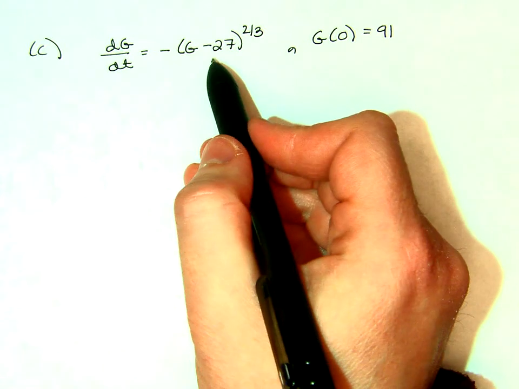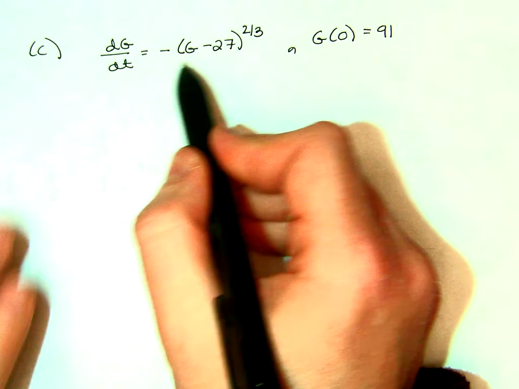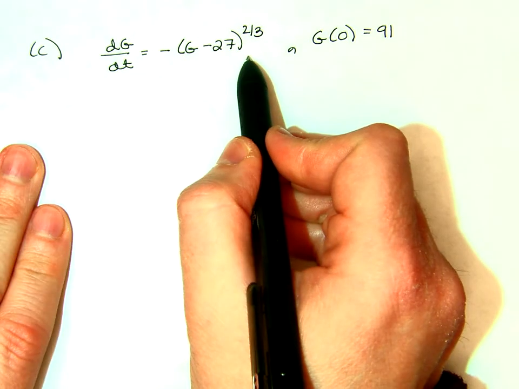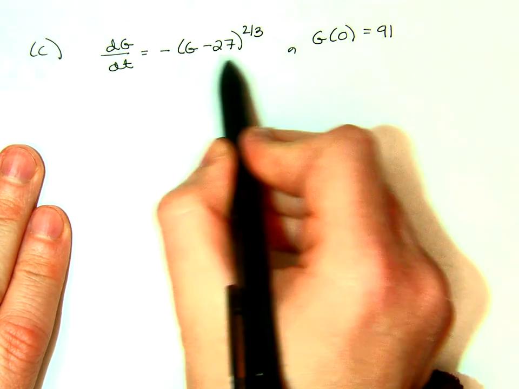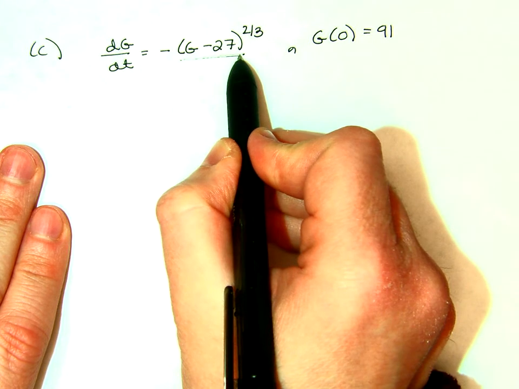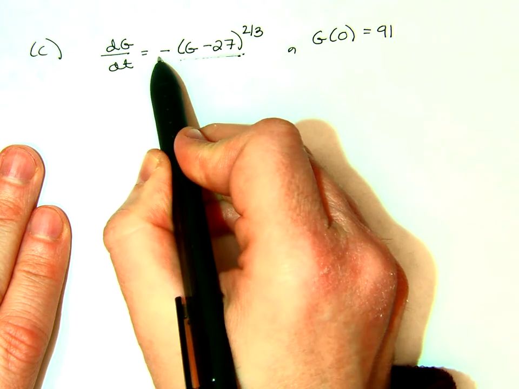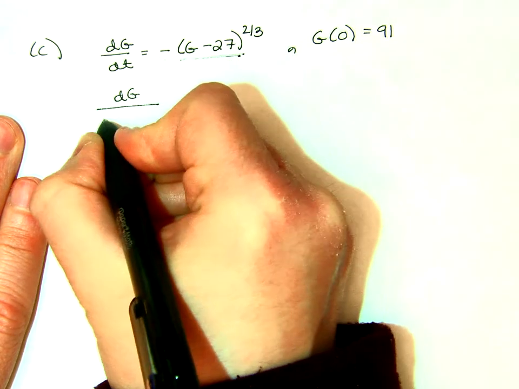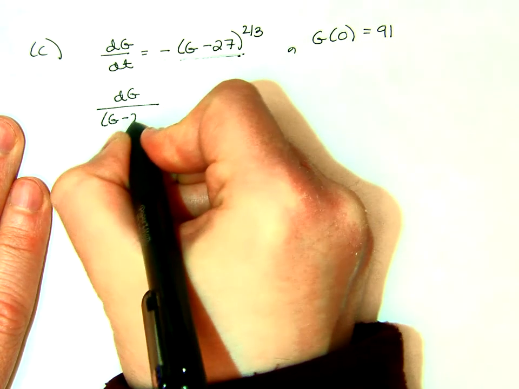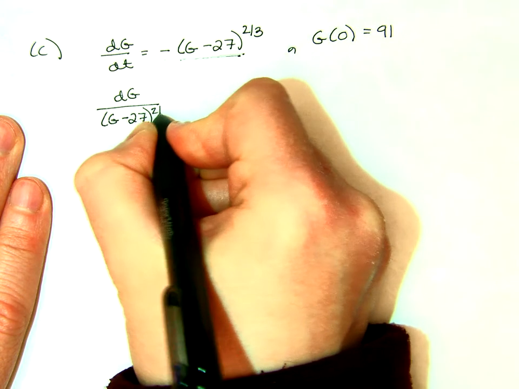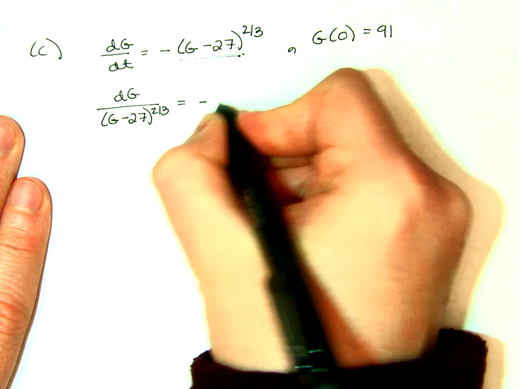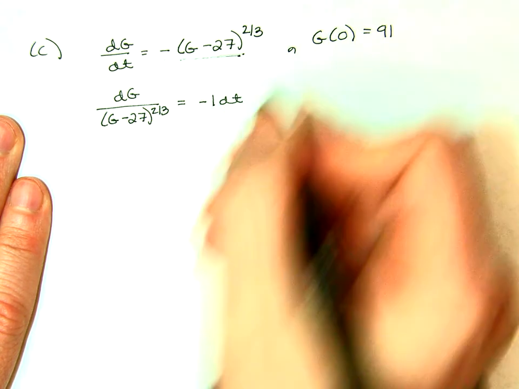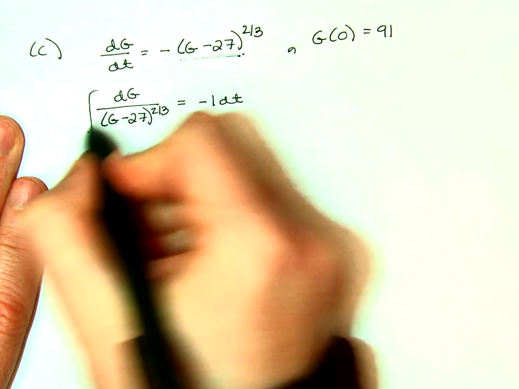I'm going to start by separating my variables. Realize that you don't have a t, but that's okay. I'm going to divide both sides by the g minus 27 to the 2/3, and I'm going to leave this negative 1 with my dt. I'm going to get dg over g minus 27 to the 2/3 equals negative 1 dt. I'm then going to integrate both sides.